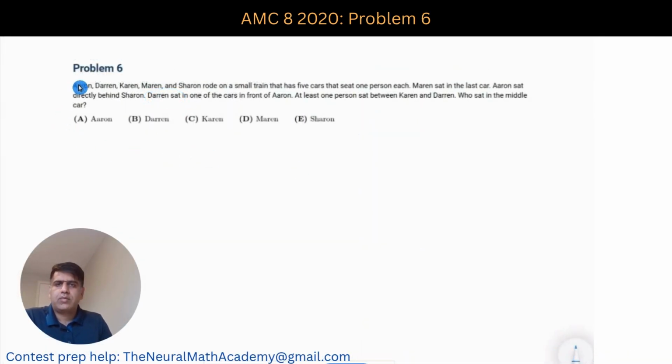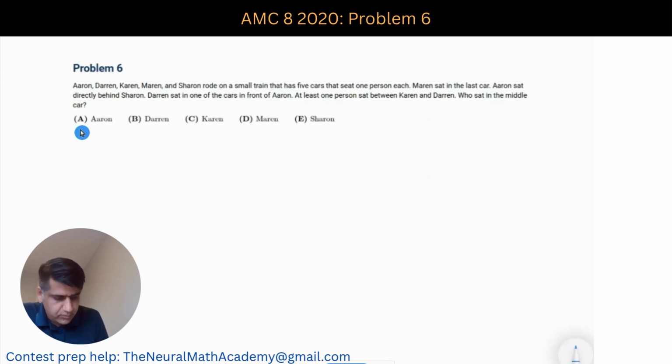So let's look at problem 6, where Aaron, Darren, Karine, Marine, and Sharon rode on a small train that has 5 cars that seat one person each. Marine sat in the last car, Aaron sat directly behind Sharon, and then there is another condition and another condition, and we have to answer who sat in the middle car.